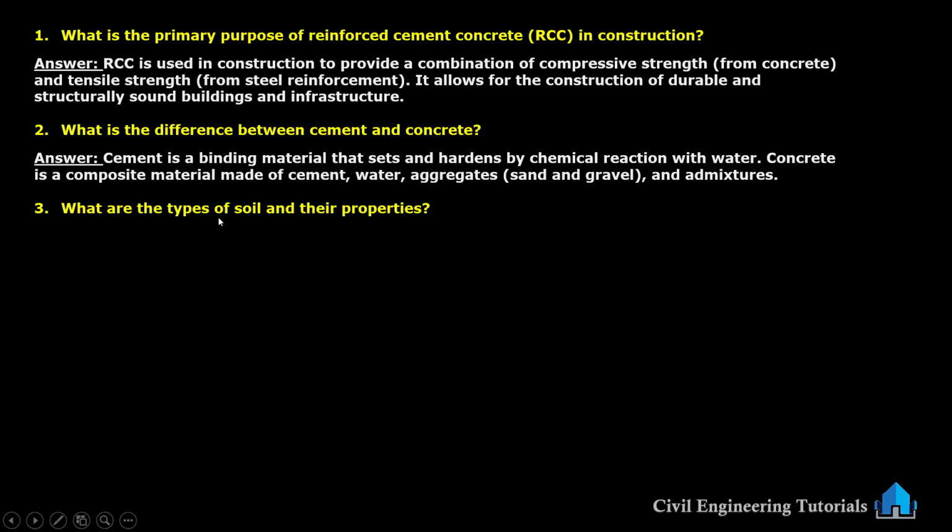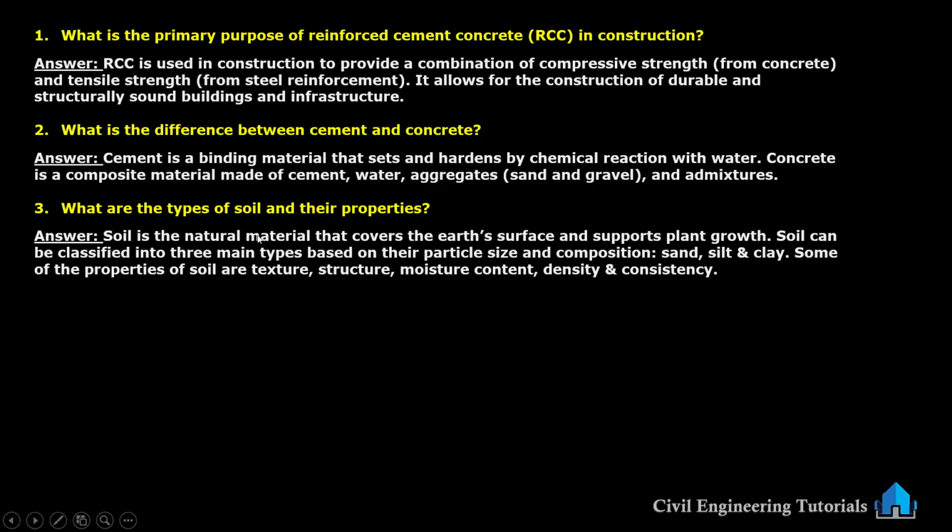Next, what are the types of soil and their properties? Soil is the natural material that covers the earth's surface and supports plant growth. Soil can be classified into 3 main types based on their particle size and composition: sand, silt and clay. These are 3 types of soils. Some of the properties of soil are texture, structure, moisture content, density and consistency.